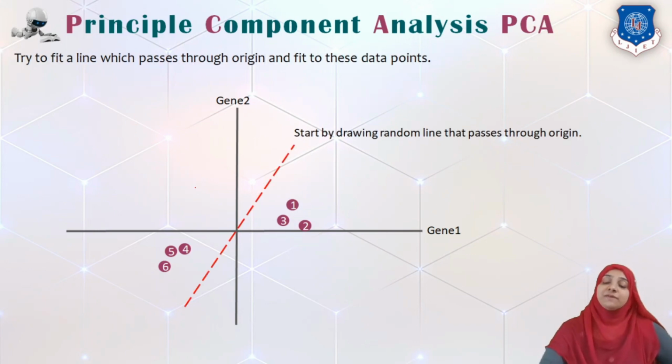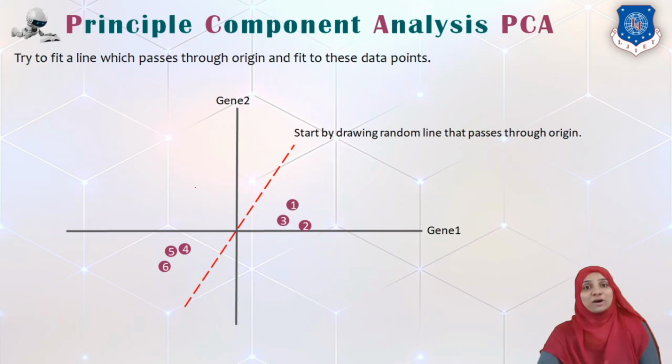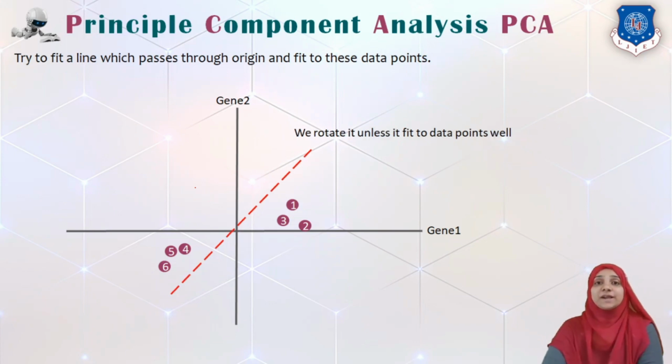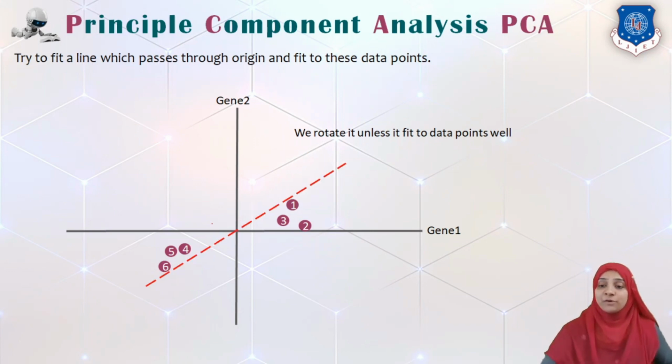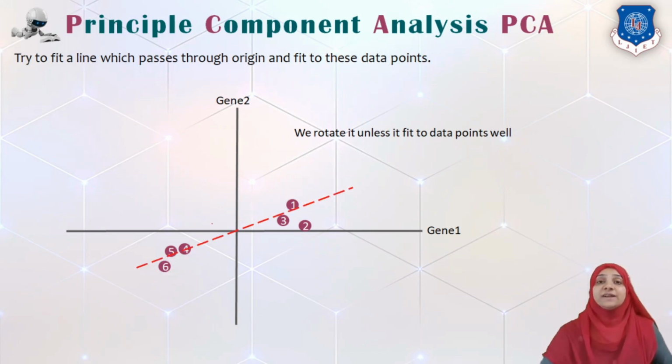Okay, now we will put a simple random line. This random line must pass through the origin, because at the origin we have the center of the data. Okay, so we will draw a random line which passes through the center of the data, and we will try to rotate this line in such a way that this line covers the data points well. So we say that the line is fitting to the data points. So we will keep on rotating this line until I find the best fit line.